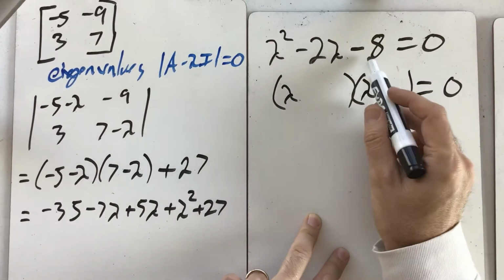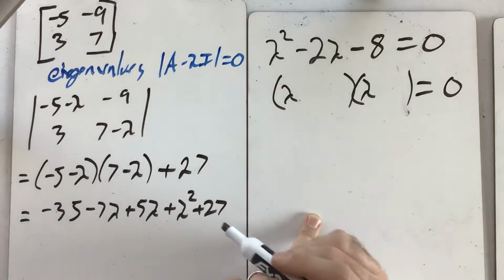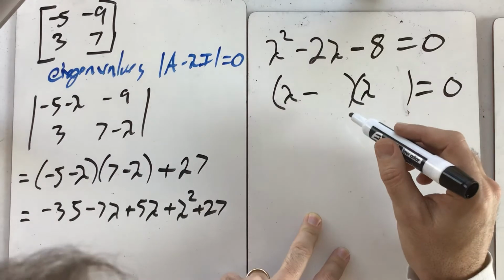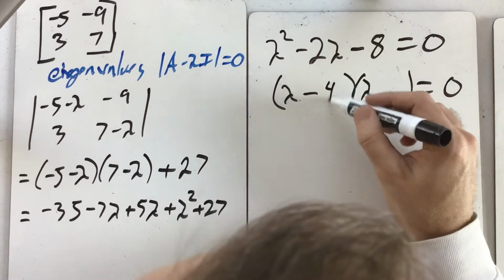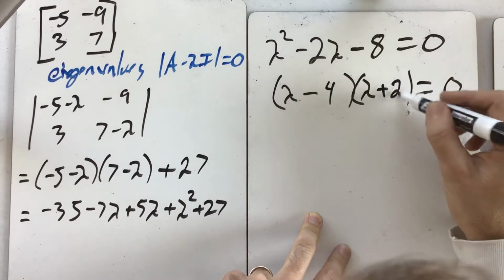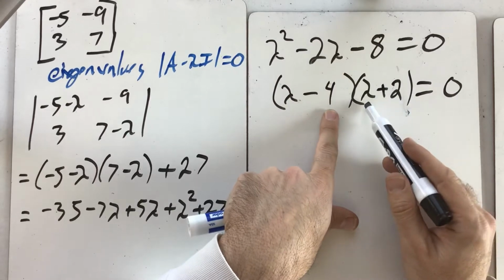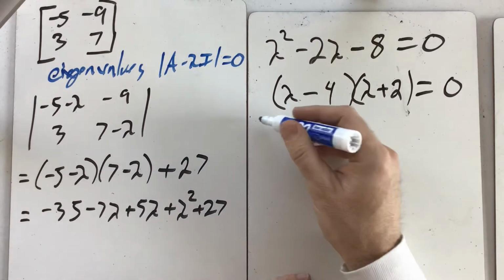But let's see, it looks like we get a 4 and a 2, right? So lambda minus 4 and lambda plus 2. That looks like it works, doesn't it? So we get -8 right here, -4 lambda and 2 lambda. Okay, so there we go. So there are our eigenvalues, 4 and -2. And so for each eigenvalue, we'll go find an eigenvector.